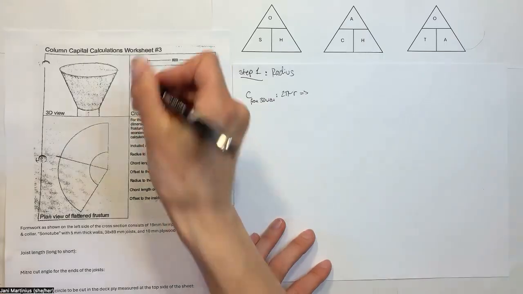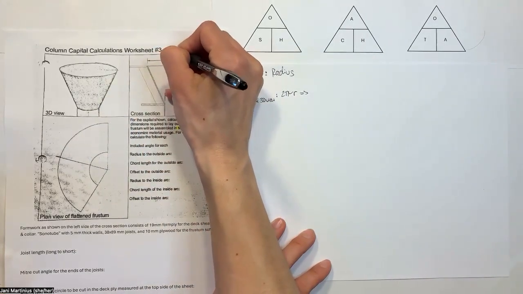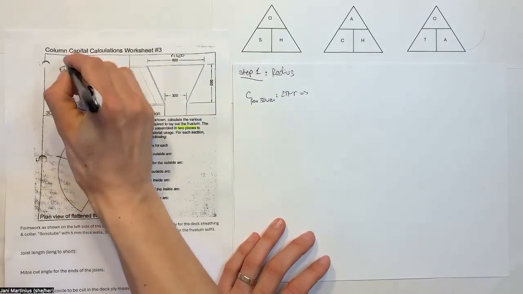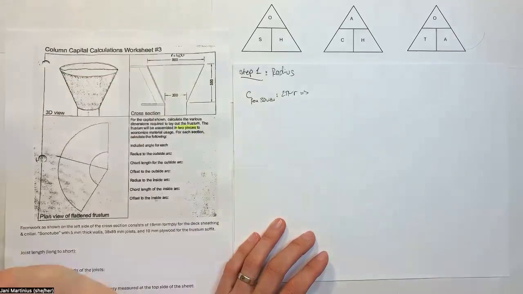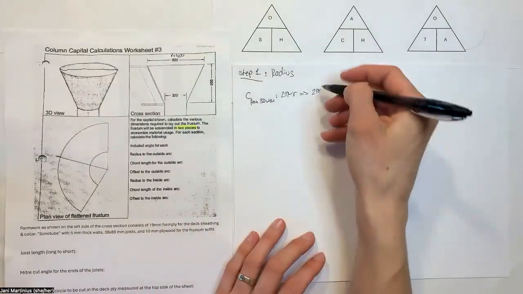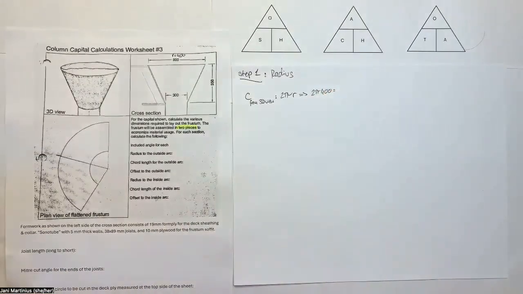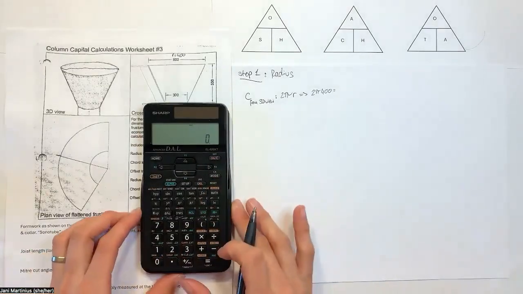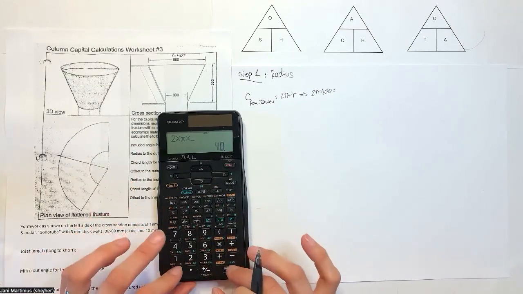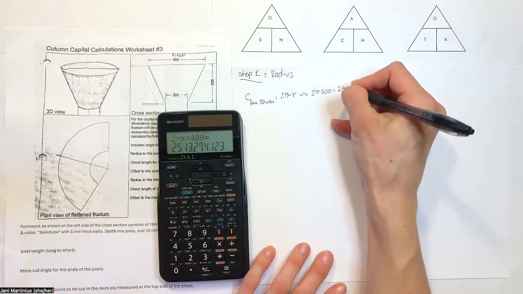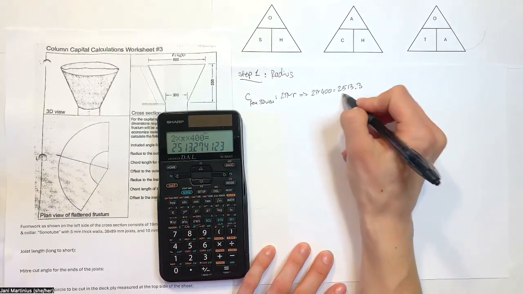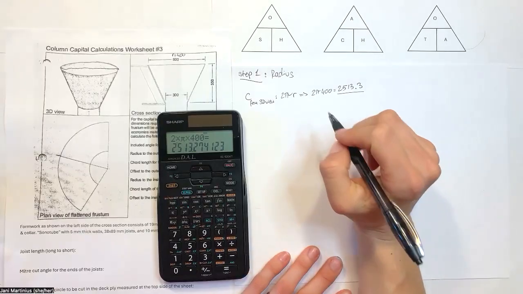Diameter here is 800, which means radius is 400. And that's from here to there, right? Getting us across there. 2 pi r, so 2 pi, half of 800 is 400. Let's punch that into the calculator. And I'll move the calculator in and out as we go. So 2 times pi times 400. 2,513.3. That's important to know. Awesome.